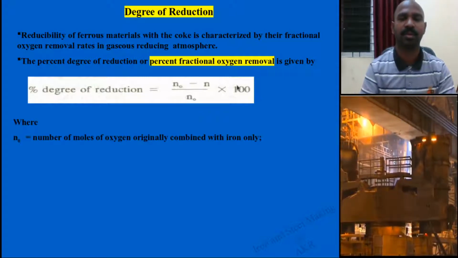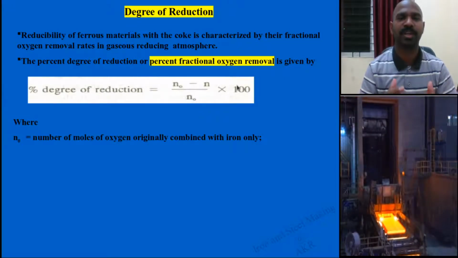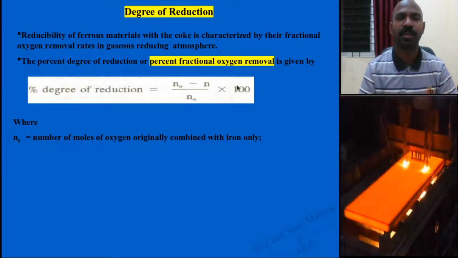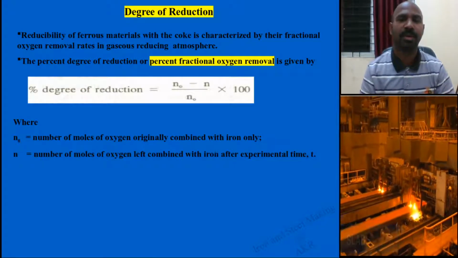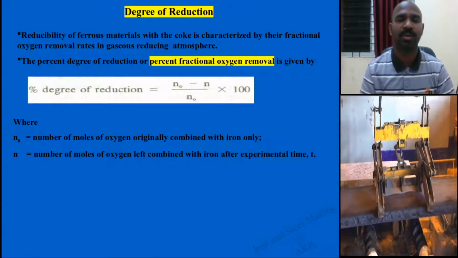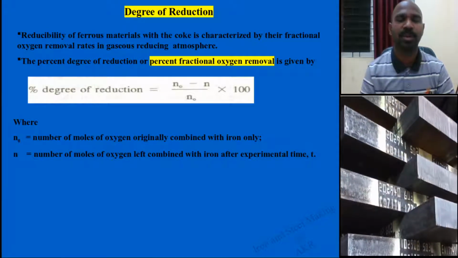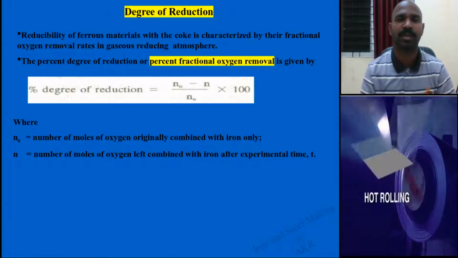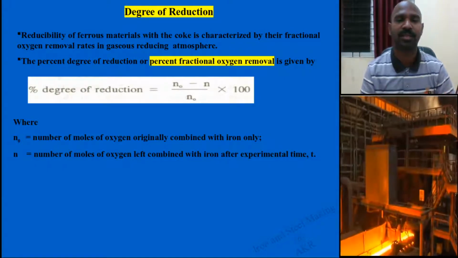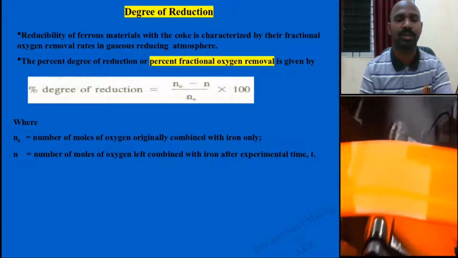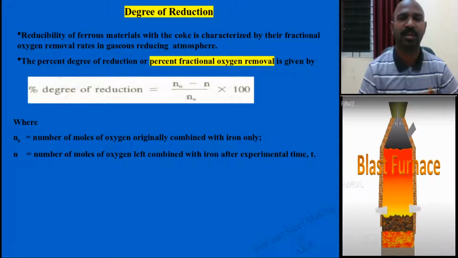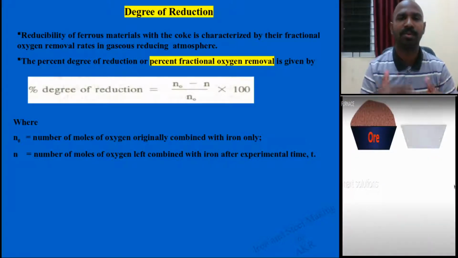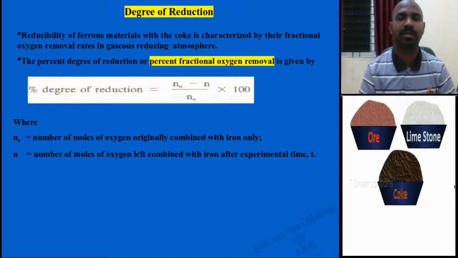What does it mean? N0 is nothing but the number of moles of oxygen originally combined with iron ore only, and the number of moles of oxygen left when it is combined with iron ore after experimental time t. How many moles remain? That particular value gives the degree of reduction. So that much indirect reduction utilizes the gases; CO, CO2 will come out.